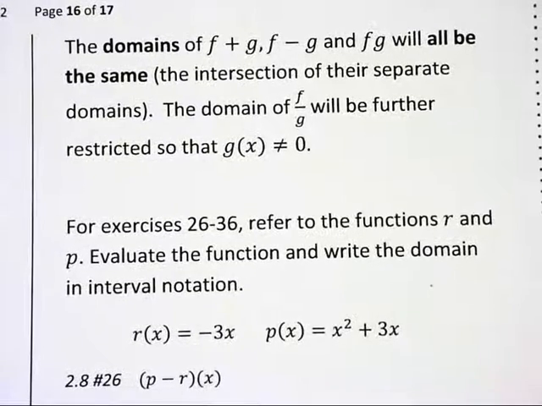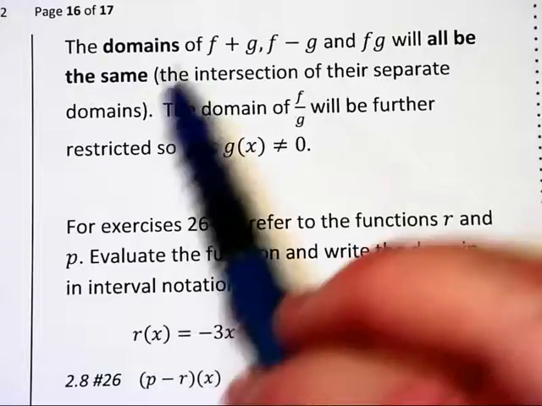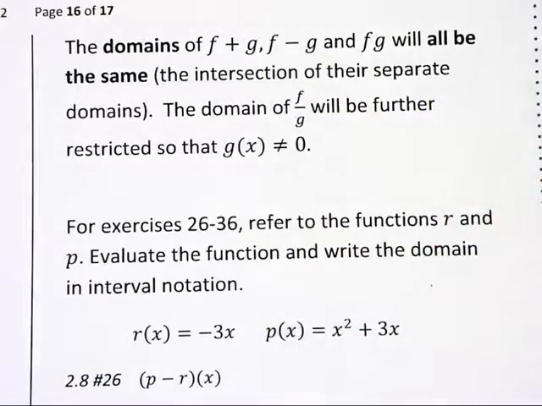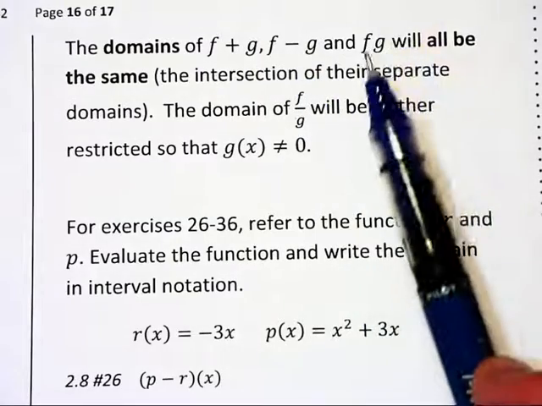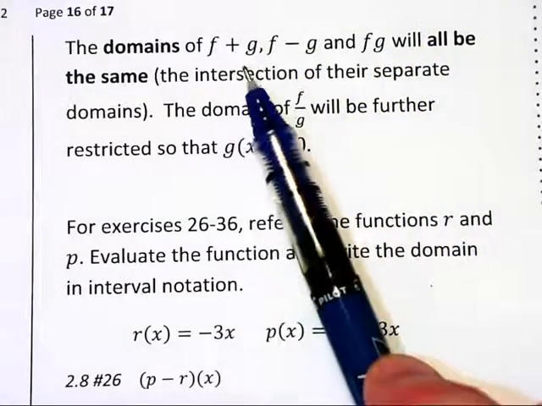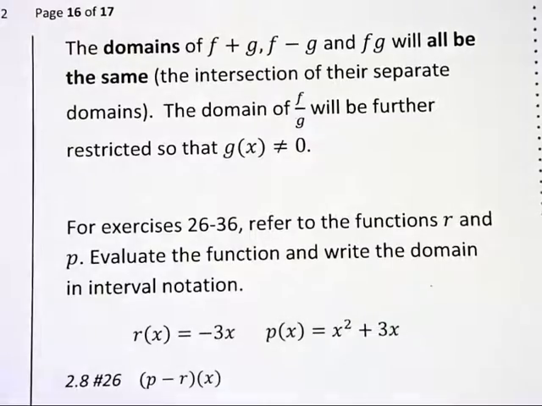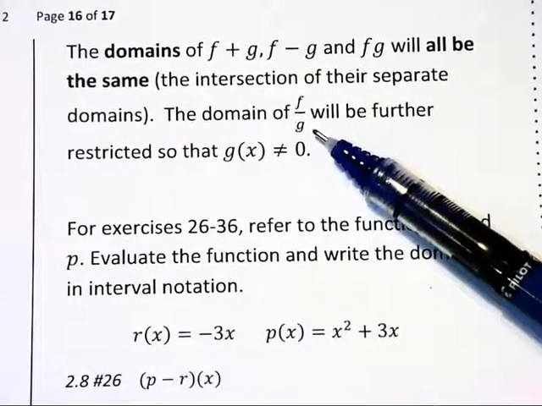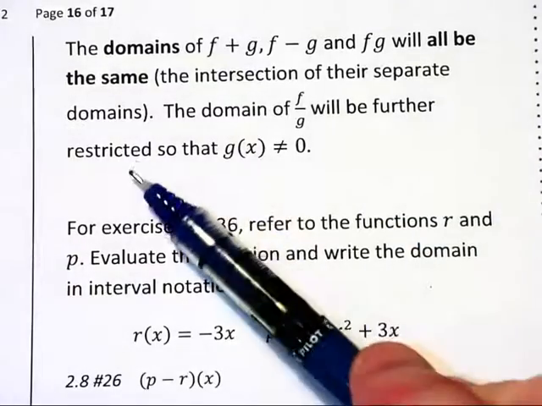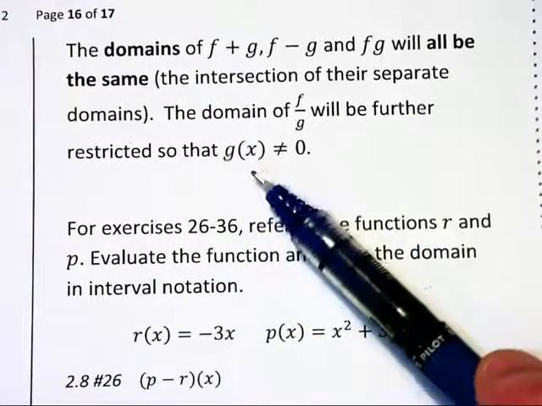Okay, when it comes to finding the domain of the sum, difference, and product, it will be the same for all three. f plus g, f minus g, and f times g will all have the same domain, and it will be the intersection of their separate domains. If you're looking for the domain of the quotient, you take the previous domain I found up above, and we further restrict it so that we're not dividing by 0.